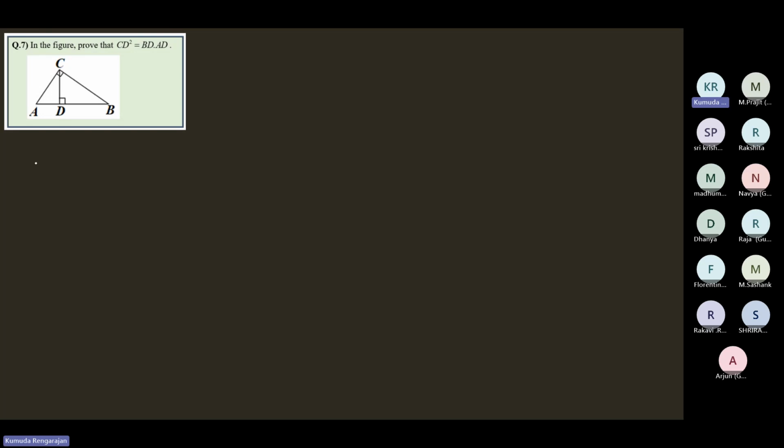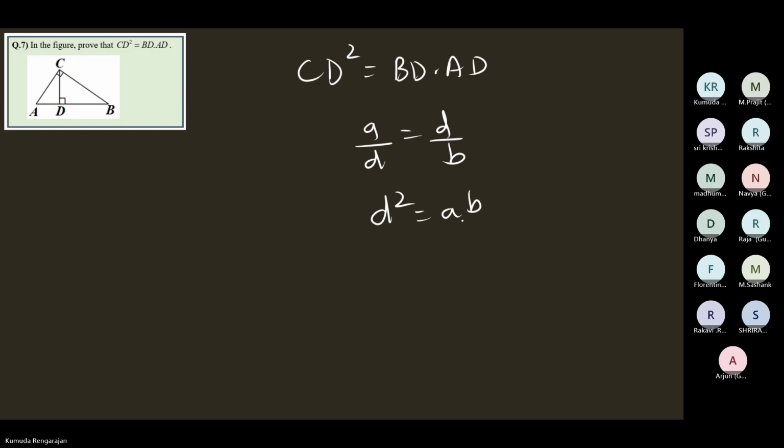Okay. So this one is simple. If you have to get a result like this, this is nothing but a proportion written in this form. See, if you have A by D is equal to D by B, when you cross multiply this proportion, you will get D square is equal to AB. You can see that this information, not this information, we'll have to prove this one, right? So we can see that this equation is made up of 4 line segments: CD into CD is equal to BD into AD. CD, CD, BD, AD.